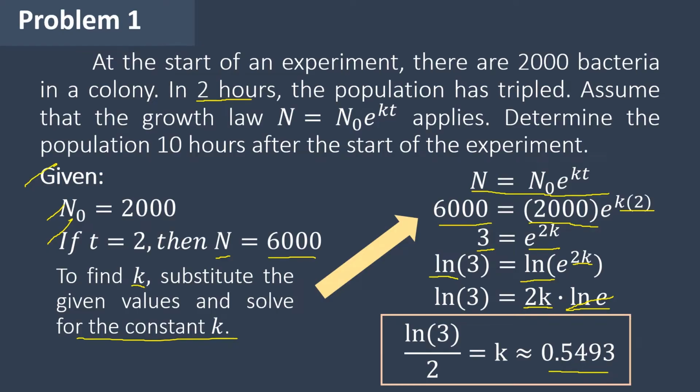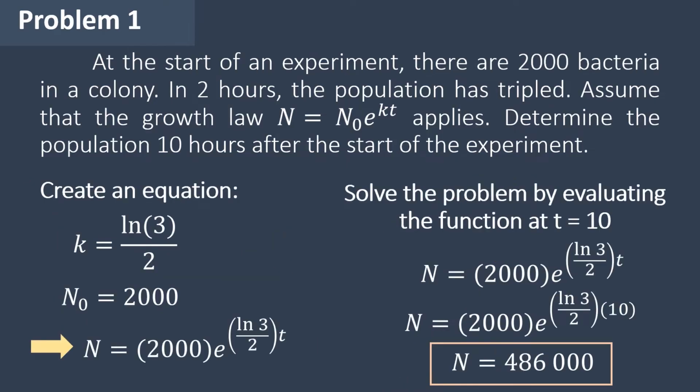Now, since we have the value of k, we can use this to solve for the number of bacteria in 10 hours. So, para mas accurate pa rin yung magiging result natin, we're not going to use yet yung decimal na value. We're going to make use of yung expression na nakuha natin sa value ng k. So, again, k is equal to the natural logarithm of 3 all over 2. And n sub 0 is 2,000. So, we're going to substitute the given dun sa ating formula.